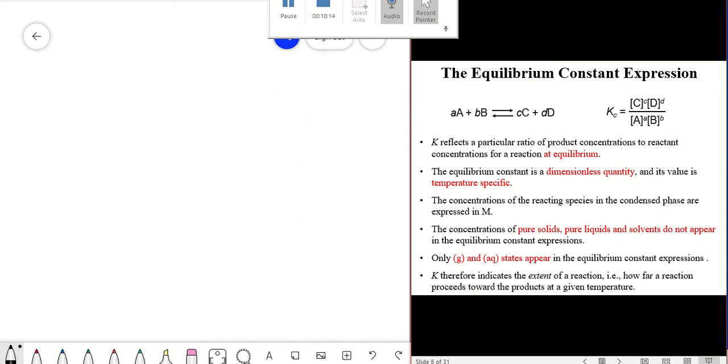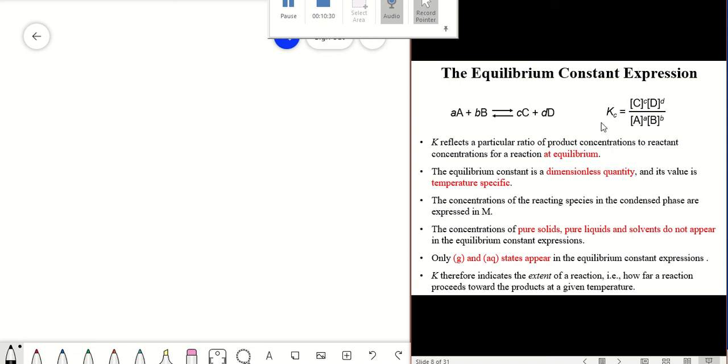So if you're talking about a general reaction, for instance like this, where aA + bB changes to cC + dD, all the capitals are essentially reactants and products, and everything in lowercase is essentially the stoichiometric coefficient.